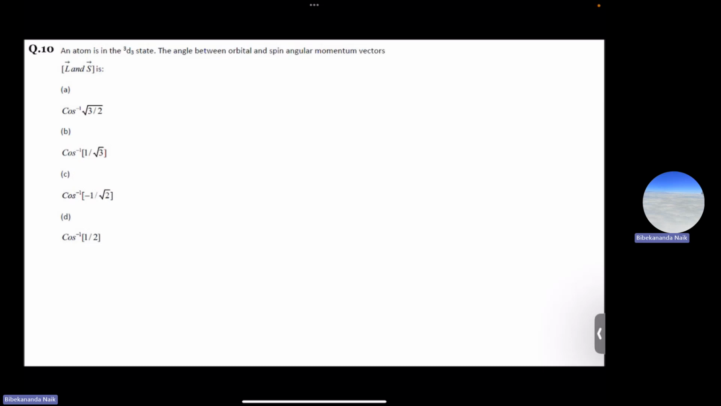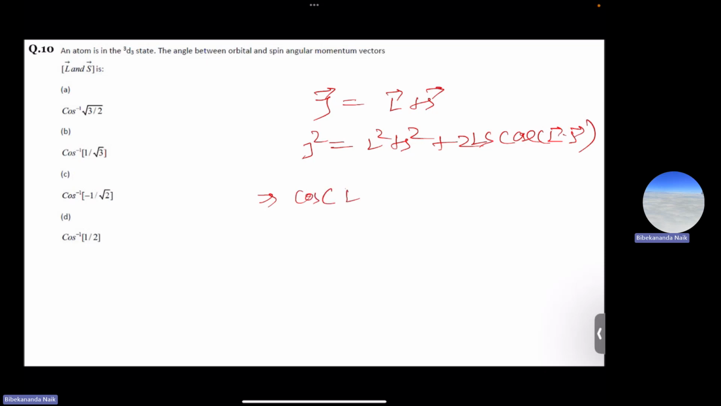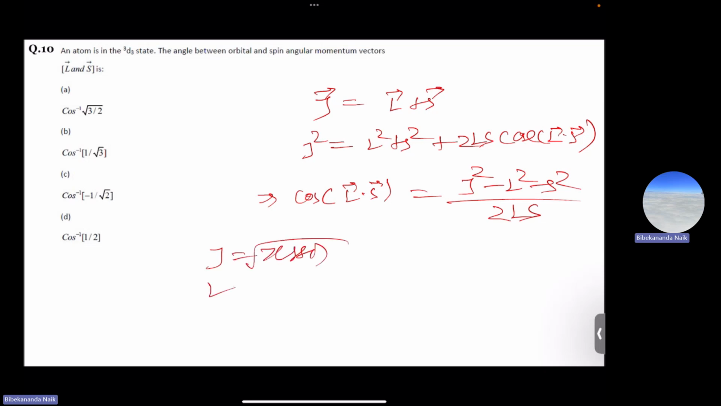So if we solve, we know J vector is equal to L vector plus S vector. So J square will be L square plus S square plus 2 L S cos of the angle between L vector and S vector. So cos of the angle between L vector and S vector will be J square minus L square minus S square divided by 2 L S. And we know J is root over J into J plus 1, L is root over L into L plus 1, S is root over S into S plus 1. So these are the values.